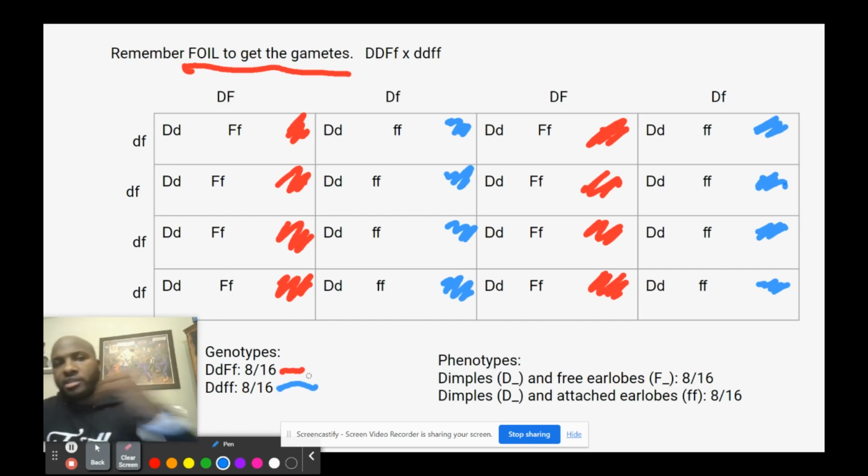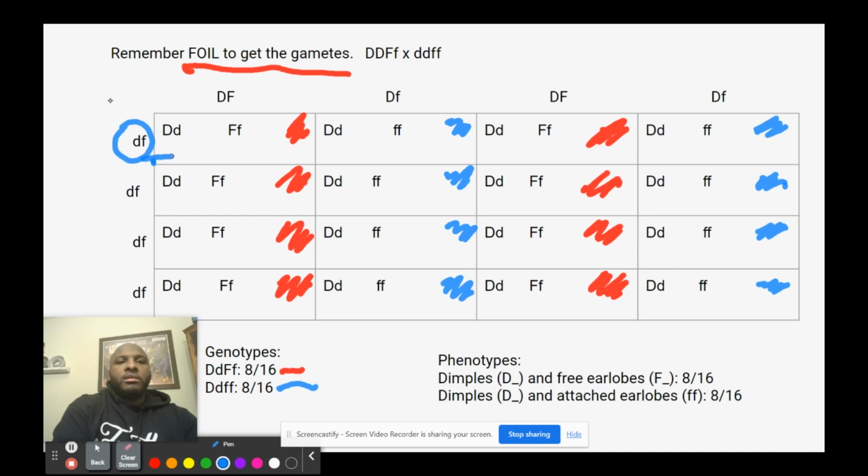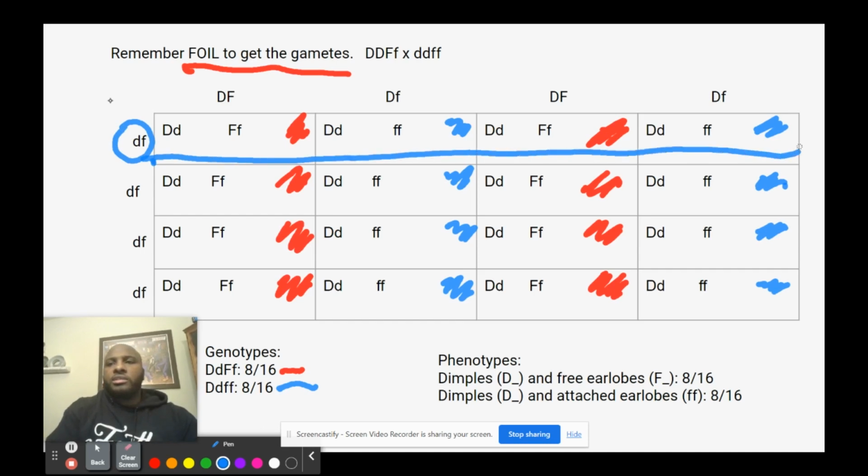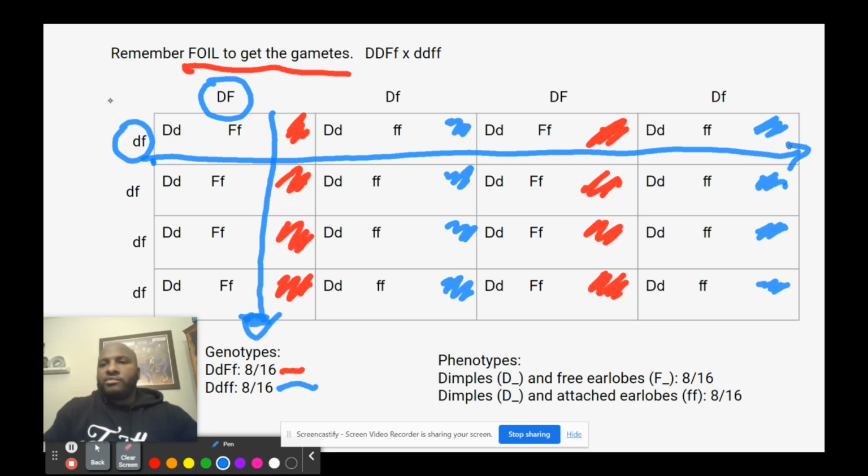Now, if you don't remember how we got that, the way we did it was everything here comes across into every box. You do the same for these four, and then this is going to come down into every box. That's how you do your crosses for each column and each row. And remember, dominant letter always comes first. When we do a dihybrid cross, we keep the same letters together, so the D's stay with the D's, the F's stay with the F's. Now, based off of my genotypes, I get what I can actually see.